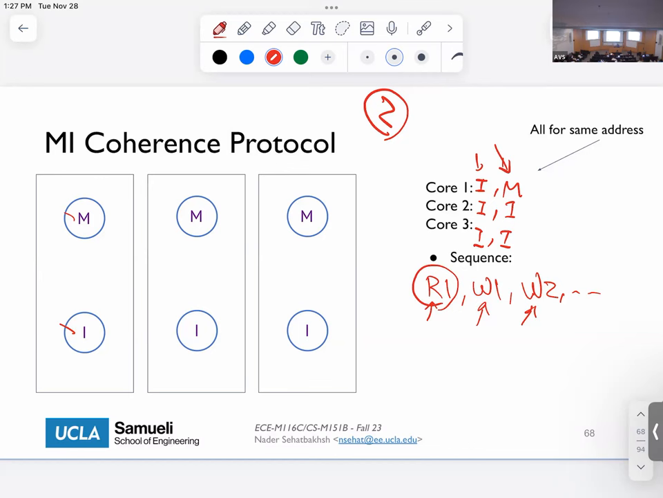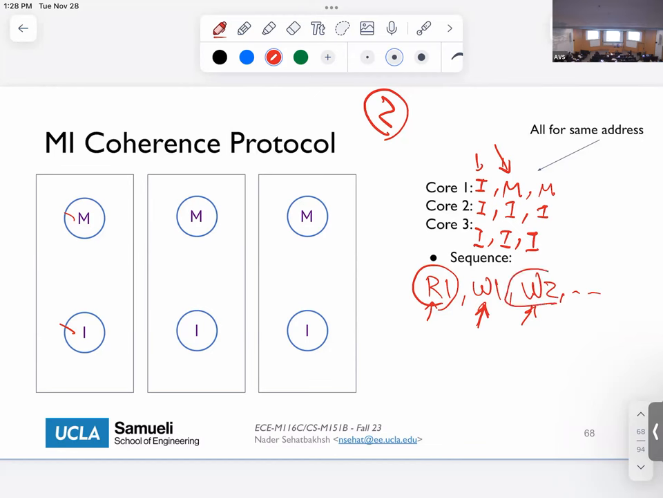Now, for example, let's say that core number one decides to write on the same address. Since core number one is already in the M state, it stays in the M state because I'm the one that has the correct copy. Everybody else stays in their I state, because they don't have the copy, okay?